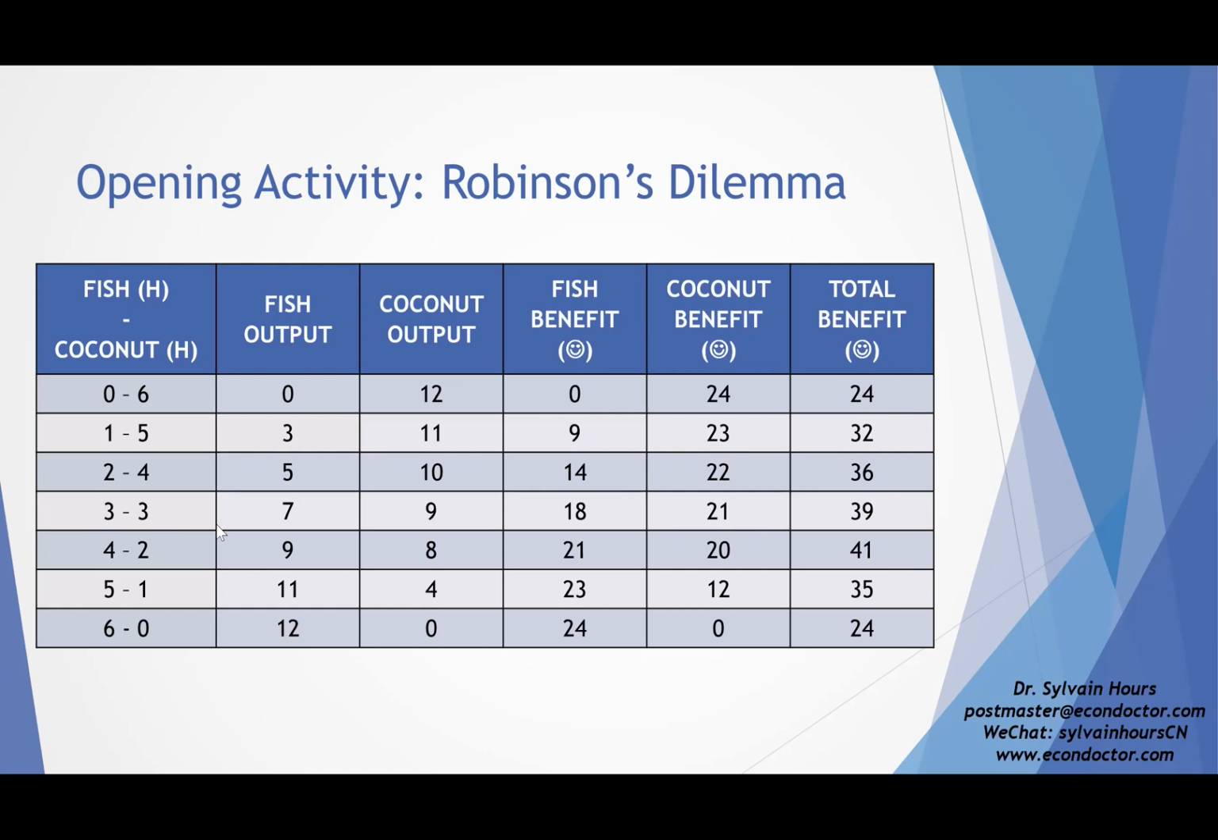And which one is allocatively efficient? Well, simply the one that provides the highest satisfaction. And we have it. This combination, 4 hours to catch fish and 2 hours to catch coconuts, is the allocatively efficient allocation of resources. It is also productively efficient because we do not waste resources. 4 plus 2 is equal to 6 hours, which is exactly what we have. And it is allocatively efficient because it provides the highest satisfaction.